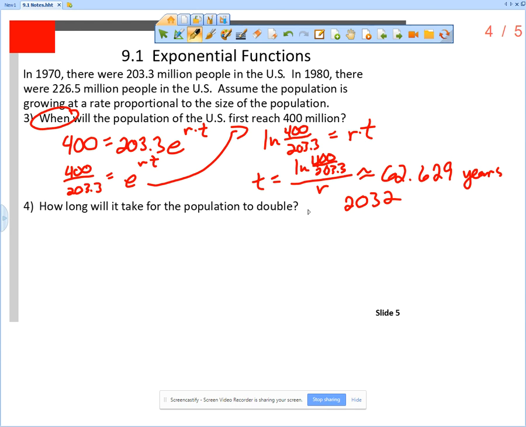All right, how long will it take for the population to double? Well, this is actually pretty easy. If it started at 203.3, then now it's 406.6, right? That equals e to the rt. But when I divide by 203.3, I just get 2, don't I? So 2 equals e to the rt. So it doesn't really matter how much you started with. It just matters that now we have double.